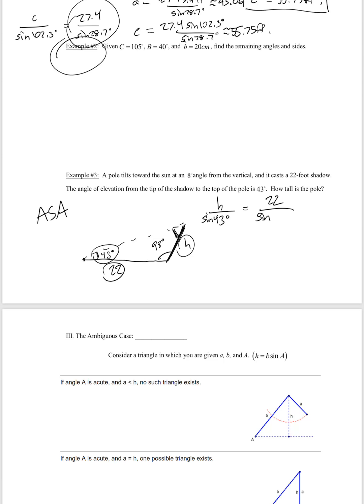So, we use the fact that all of the angles add up to 180 degrees. So this angle in here is 180 minus 98 degrees plus 43 degrees. In other words, that angle is 39 degrees, so the sine of 39 degrees. Cross multiply, divide, so h equals 22 times the sine of 43 degrees over the sine of 39 degrees. Plug it all into our calculator, and we will get that the height is about 23.84 feet.